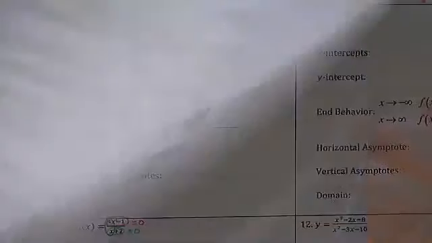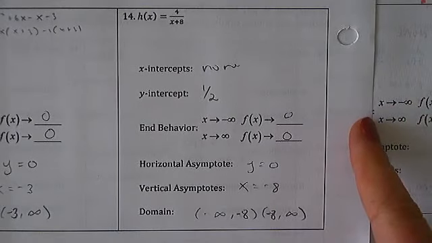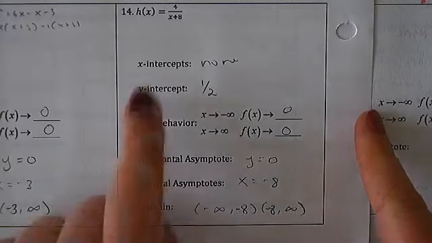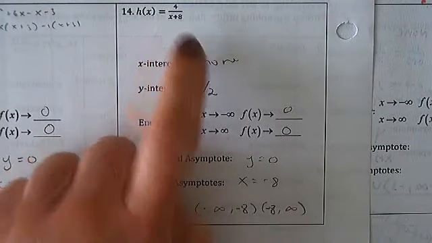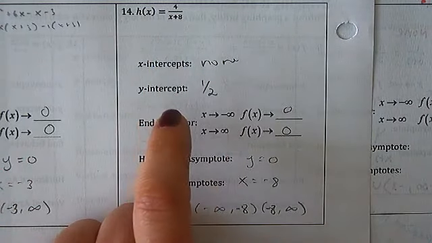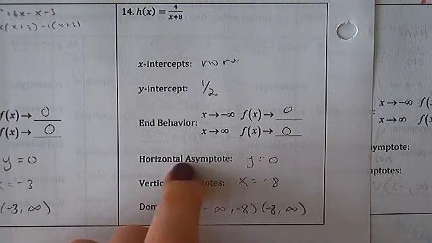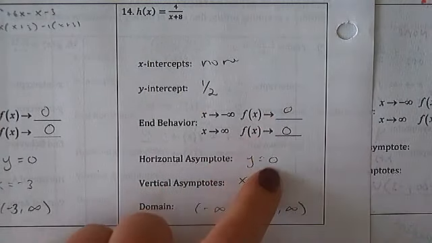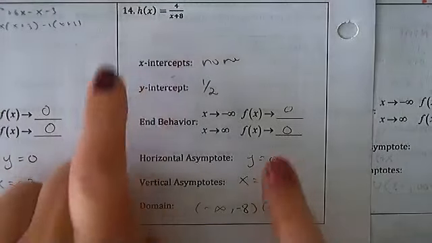Okay, and then the last one on the back is number 14. So this is a proper, and we actually can't do anything with this numerator. If you guys set 4 equal to 0, you cannot solve for x. So that's why there's no x-intercepts, kind of like in number 13. All propers have end behavior and horizontal asymptotes at 0. That's why you see all the zeros. And then our vertical asymptotes, denominator equal to 0, and we match that with domain.